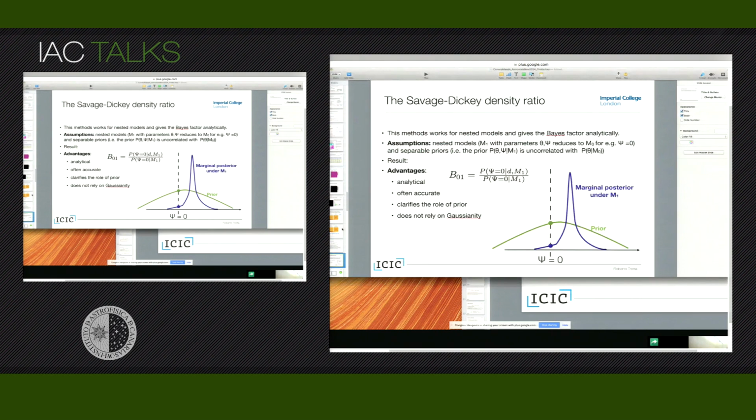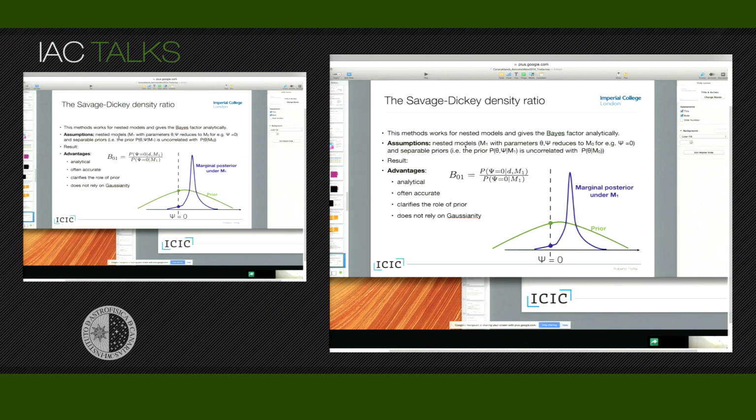Okay, the Savage-Dickey density ratio then is an analytical expression that can be used in the case of nested models, which, as I mentioned before, is a relevant case because they happen quite often. So what we need is nested models. So M1 is a more complicated model which has got one set of extra parameters psi. And when you set those parameters to a certain value, let's say psi equals 0, then you recover a simple model M0. And a sufficient but not necessary assumption is that priors for the more complicated model are separable.